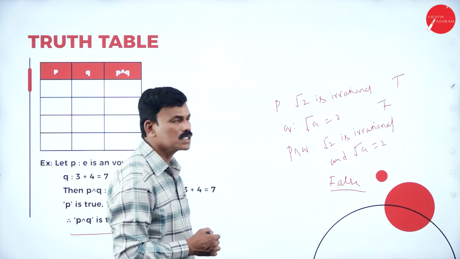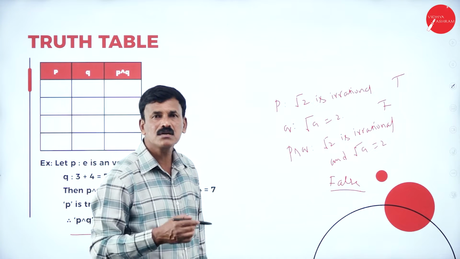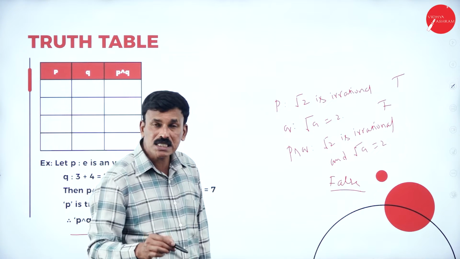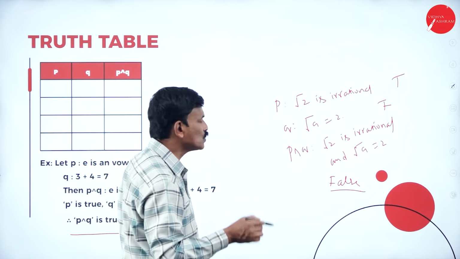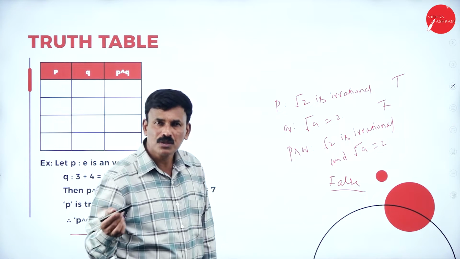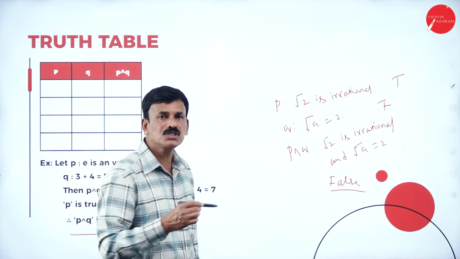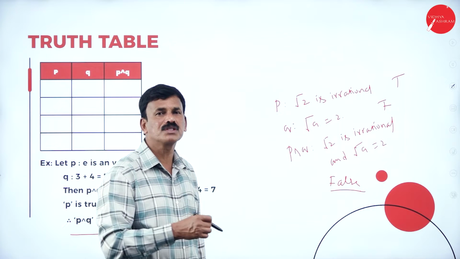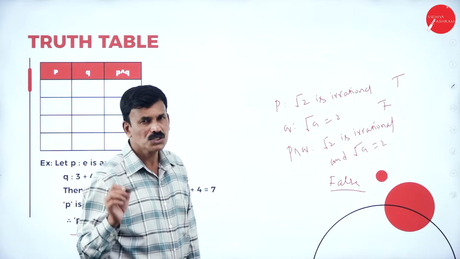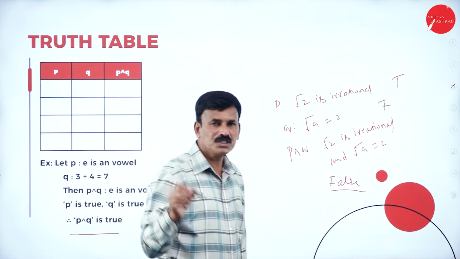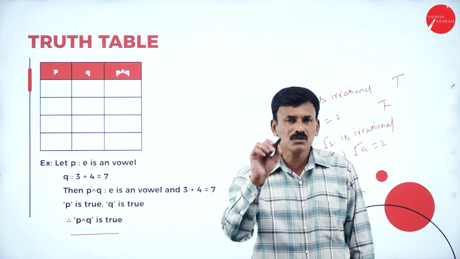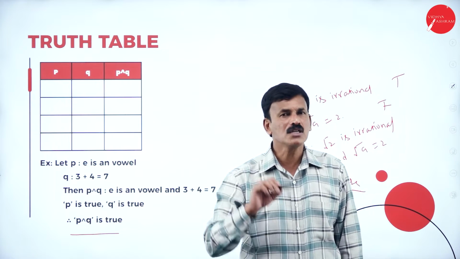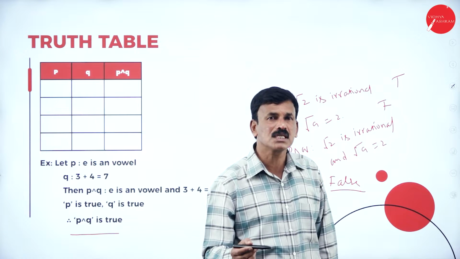True and false is equal to false in case of conjunction. If both the statements are true, if root 2 is irrational and root of 9 is equal to 3, then it is true. But in this case, one statement is true, another statement is false. Therefore, the entire statement is false. So, you got an idea. In case of conjunction, true and true is true, in all other cases it is false. Now, how to write the truth table for this conjunction?